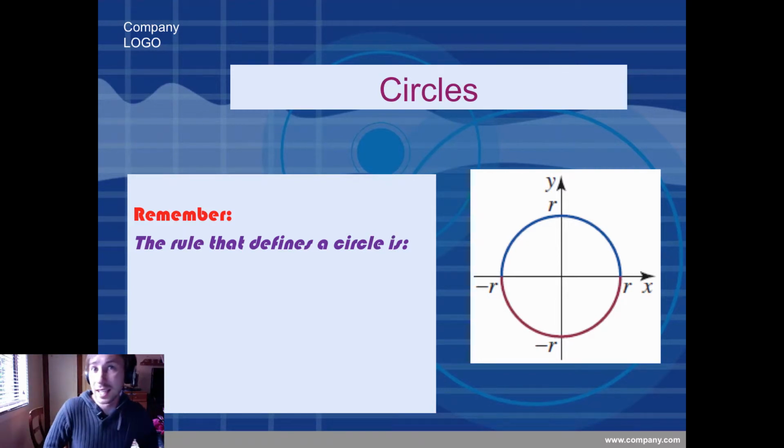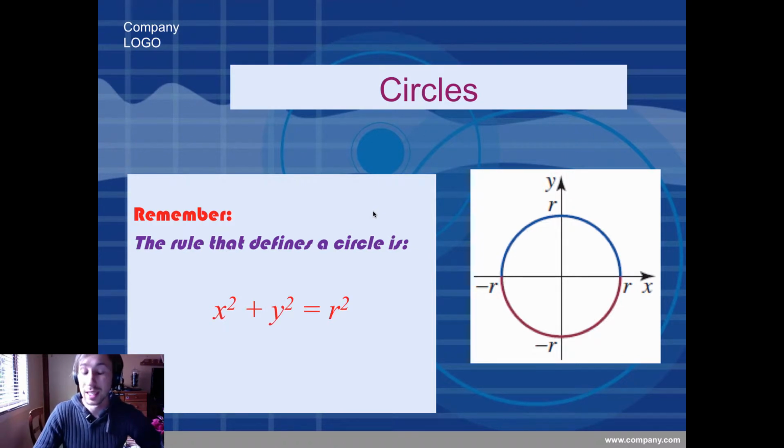Well, hey there, guys. In today's session, we're going to learn all about how to sketch the graphs of circles. What you need to remember is this simple rule, the rule that defines a circle: x squared plus y squared is equal to r squared.